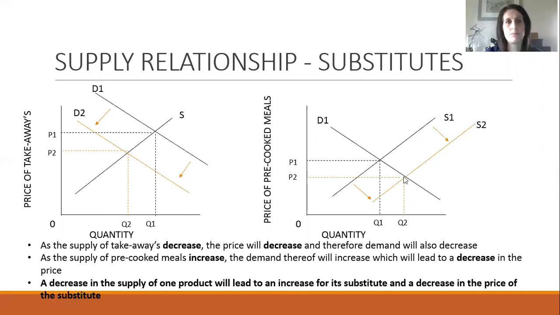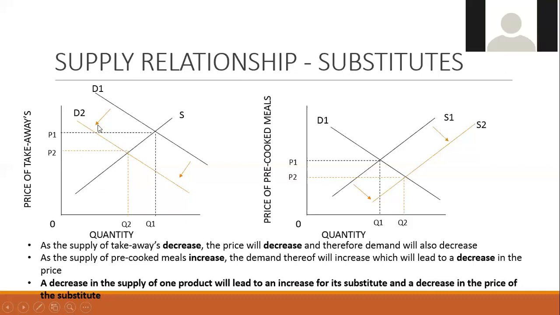So if the supply of the original product decreases, there's a decrease in the demand for that product and a decrease in the price of that product. A substitute, on the other hand, the demand for that increases and the supply of that product will increase, and that leads to a decrease in the price. It's getting cheaper.